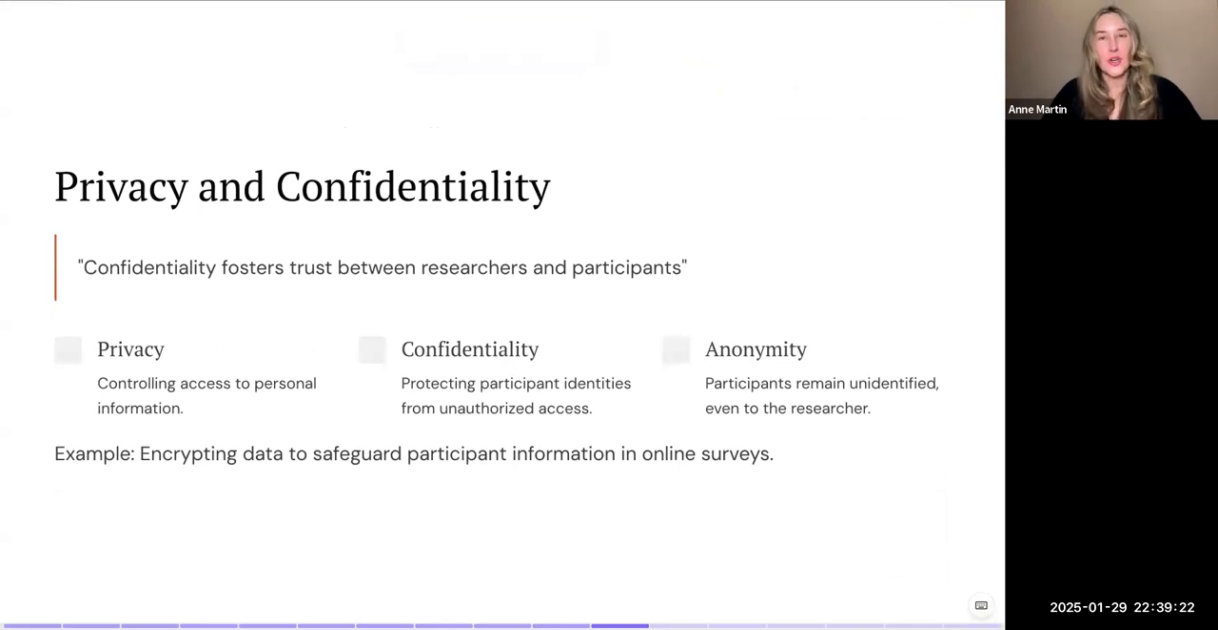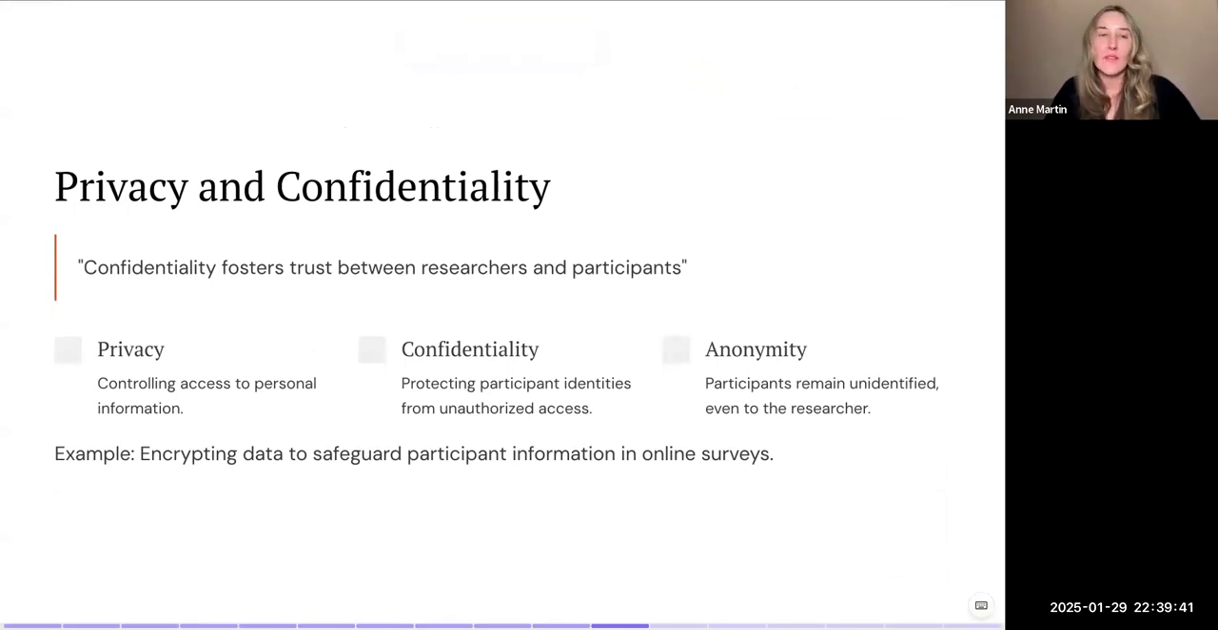So these are some terms that you will see in the informed consent and in research. And I often see a little bit of confusion between these words. So I want to make sure that you pay special attention to these terms in the chapter and the CITI training to make sure that you understand the differences between them.